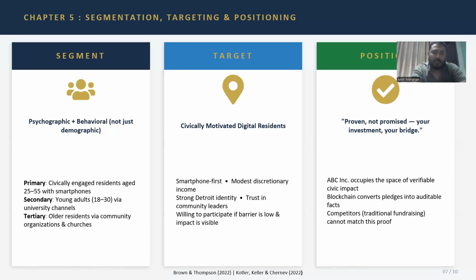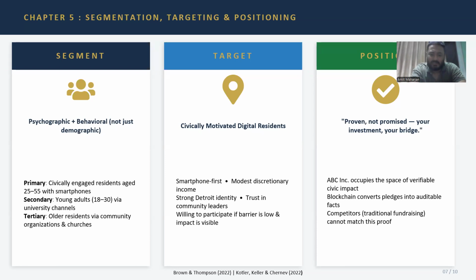Next slide: STP, segmentation, targeting, and positioning. Let's connect this to segmentation. This covers psychographics and behavior, not just demographics, and it covers three segments: primary, secondary, and tertiary. You can see the details here. The second is targeting. We focus this part on civically motivated digital residents.